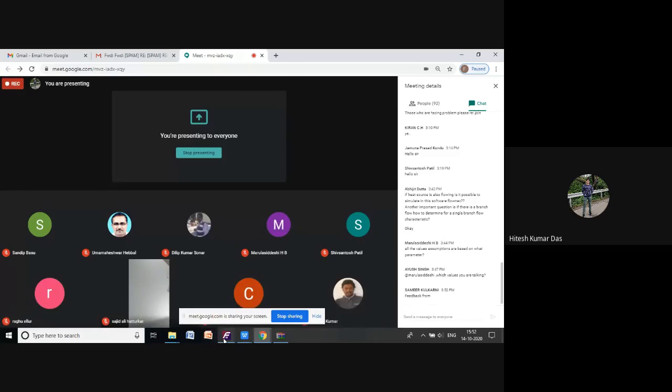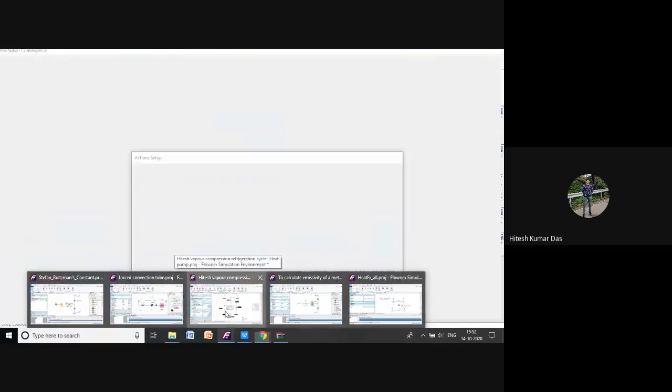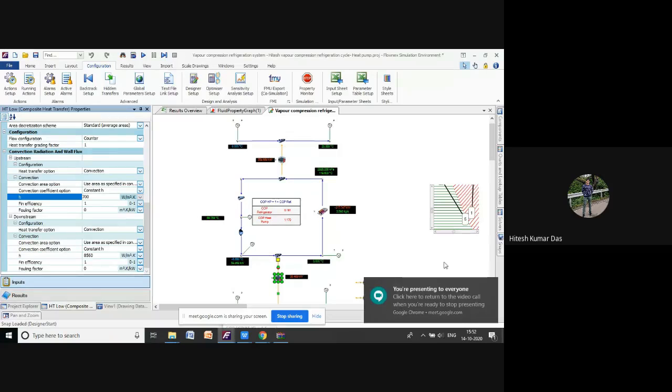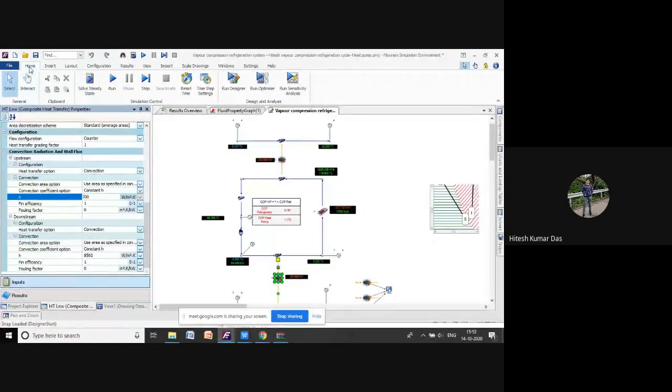Okay, let me show you the network again. This is what we are discussing. I have explained all about this vapor compression refrigeration cycle, all the 4 processes, which are adiabatic compression, heat rejection at constant pressure, then isoenthalpic expansion, then heat absorption at constant pressure. Next, we'll go for the steady state simulation.